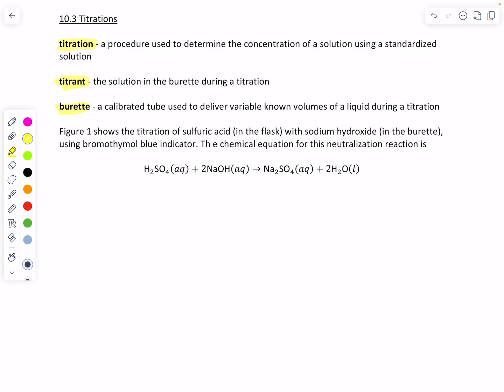Figure 1 shows the titration of sulfuric acid in the flask with sodium hydroxide in the burette, using bromthymol blue as our indicator. The chemical equation for this reaction is as follows. Sulfuric acid plus sodium hydroxide produces sodium sulfate, a salt, and H2O, water. Remember, all neutralization reactions produce salt plus water.